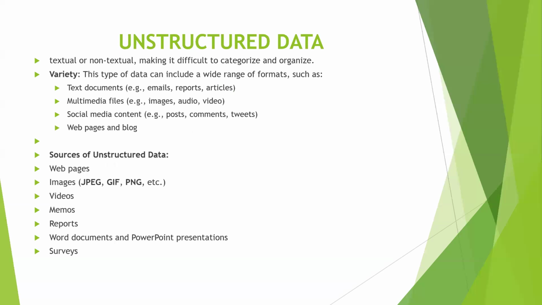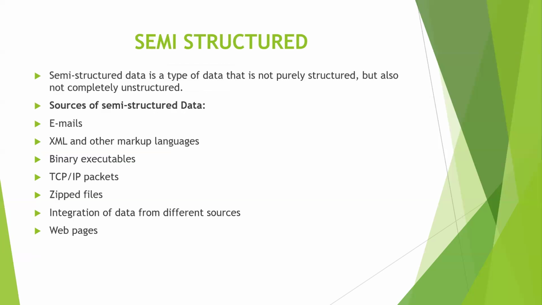If we consider text documents, we have emails, reports, and articles. For multimedia files, we have images, audios, and videos. In social media content, we have posts and comments on Facebook or Twitter, or the tweets on Twitter, and again some web pages. This variety of data is called unstructured data. This type of data is stored as unstructured data.